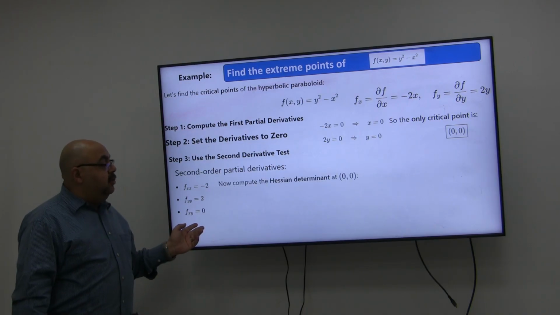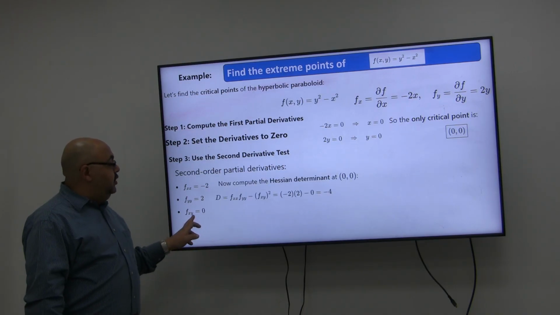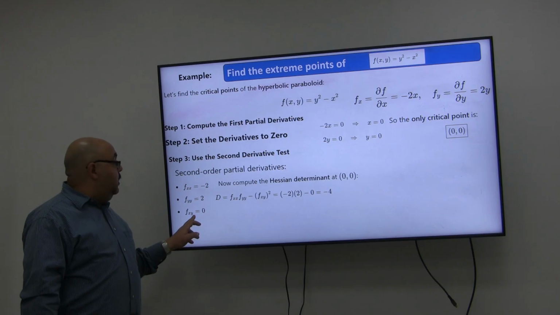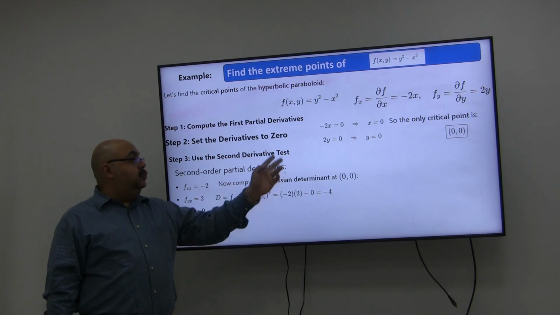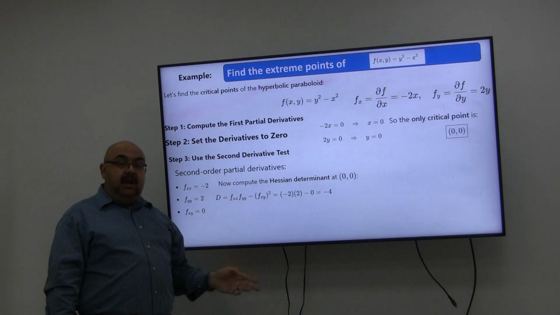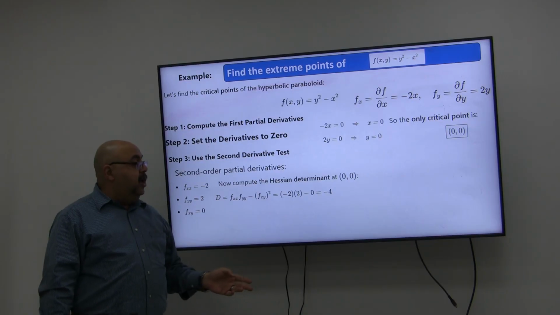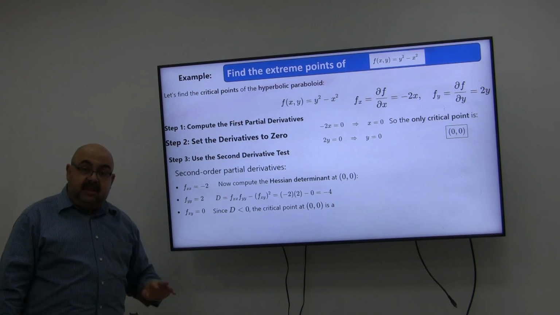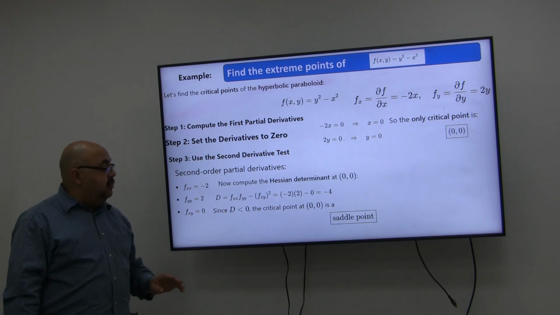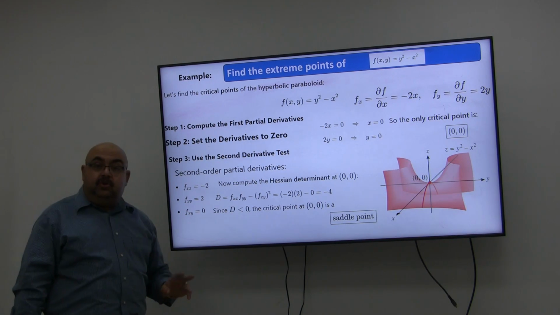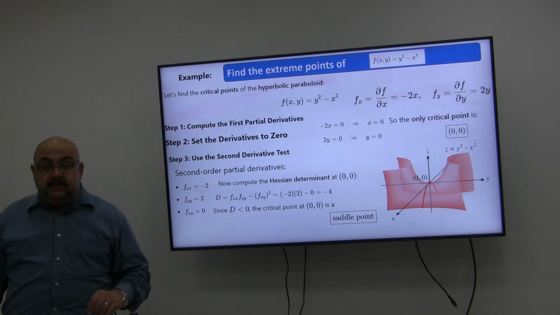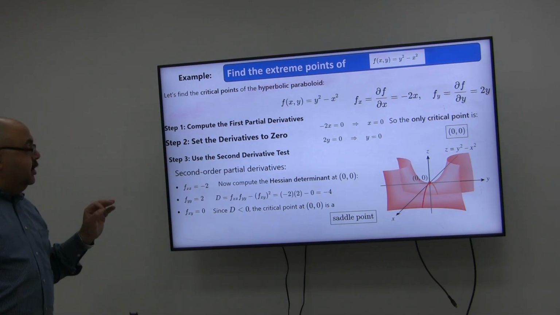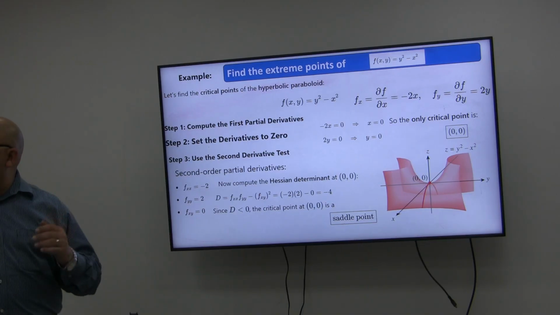So evaluating the determinant of the Hessian matrix is going to be negative 2, 2, with double zeros. The multiplication will be negative 4. That's less than 0, so it's going to be a saddle point. And if you remark, that's the shape, as I told you, it's a hyperbolic paraboloid. And at the origin, you will have a saddle point, as you can see.